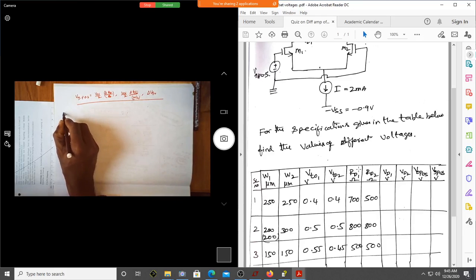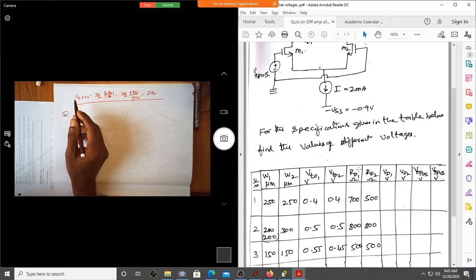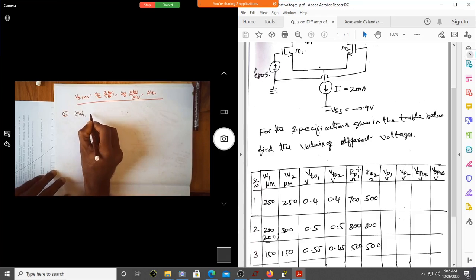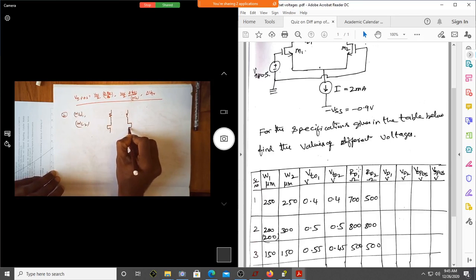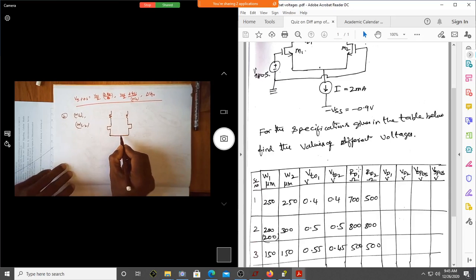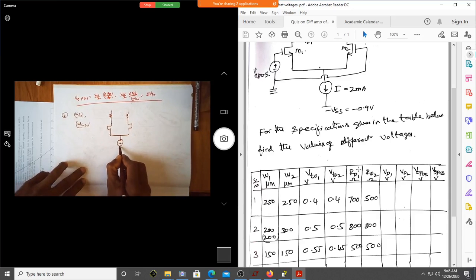Let us go to the second case, because first case most of you could able to do it. The second case, where is the mismatch? So there is a mismatch in W by L. So we have W by L of 1 and W by L of 2. Suppose if I write the circuit diagram, so this is the circuit diagram what you have. I'll do it for one of them. You can just do it for the rest of the two.